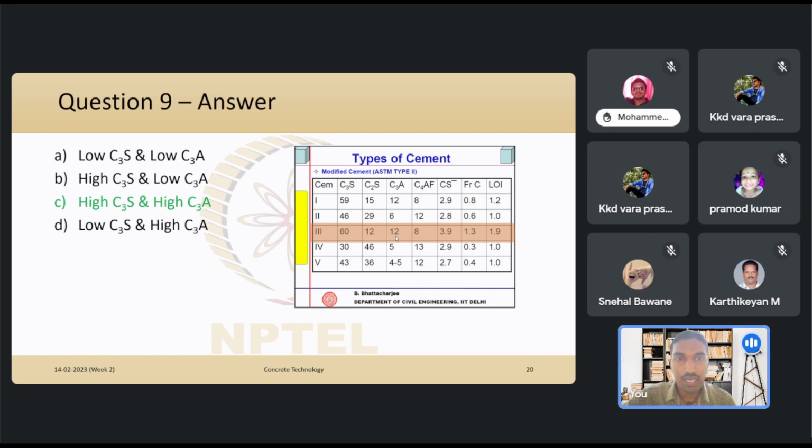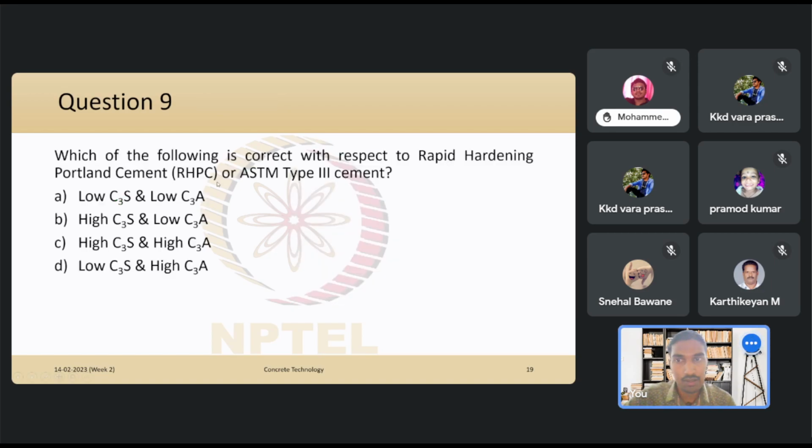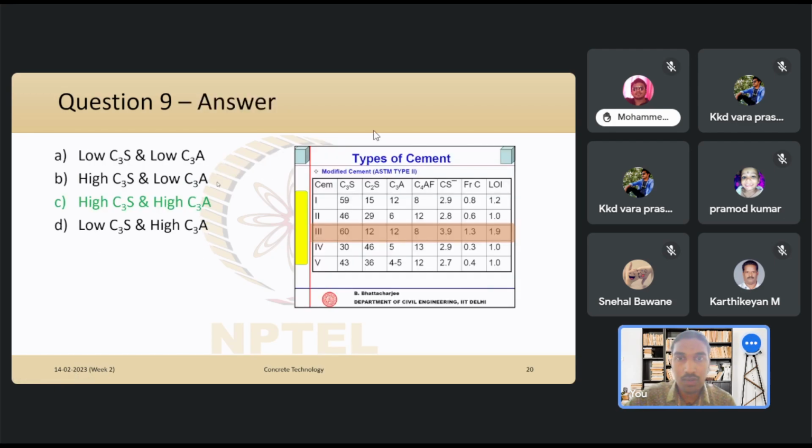But why do we have these two higher? Remember, this is a rapid hardening cement. So what do we mean by rapid hardening? It has to set quickly, right? If you remember from our previous week, we said C3A affects the setting property. The setting is affected by the amount of C3A that you have, right? So it has the highest reactivity. When you have higher C3A, you have quick setting. It will hydrate faster.